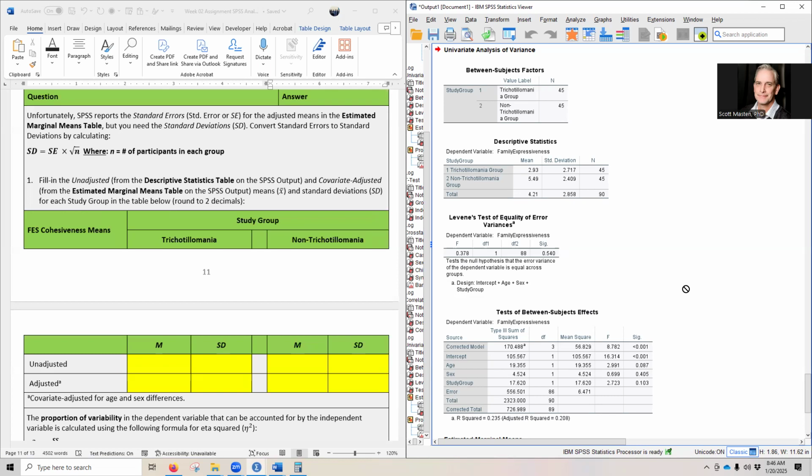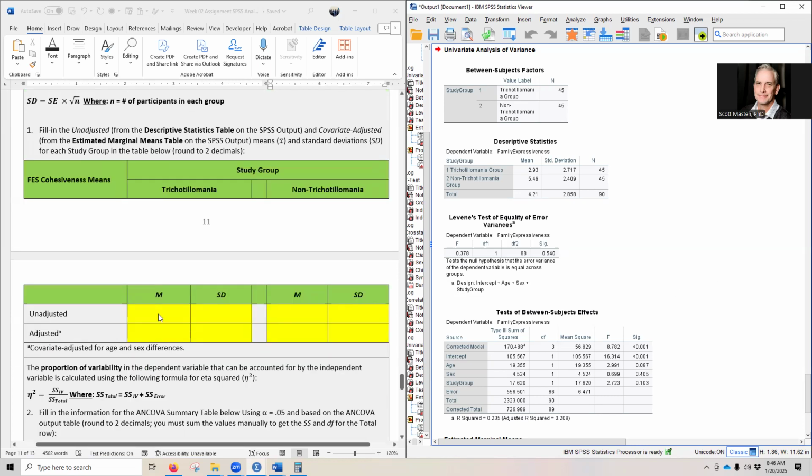Anyway, going down here, we need our unadjusted means. That's our crude or raw means for trichotillomania. Those are just up in the descriptive statistics table. So the unadjusted mean is 2.93. Standard deviation is 2.71.